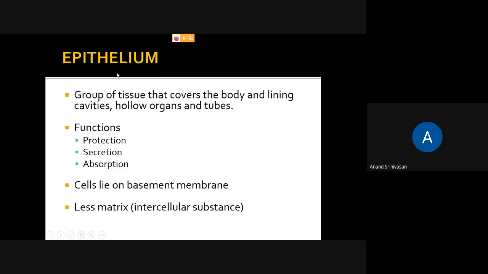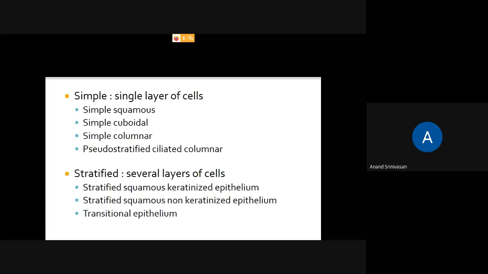Epithelium, as I said, is a group of tissue, a group of cells. All these cells lie on a basement membrane. There is one membrane on which all the cells are arranged, and there is less matrix. What is the meaning of matrix? The intercellular substance is called matrix, and usually there is less matrix between the cells in the case of epithelium.